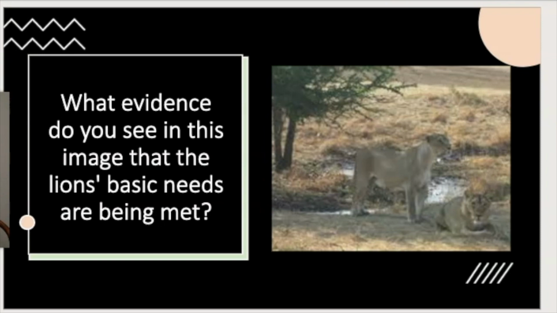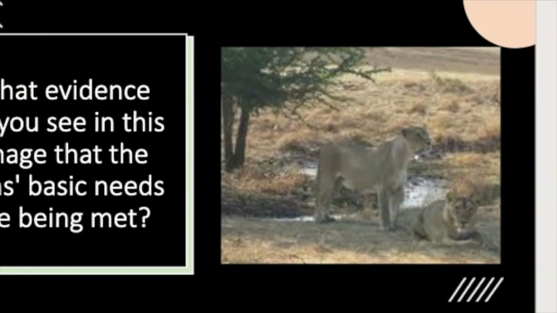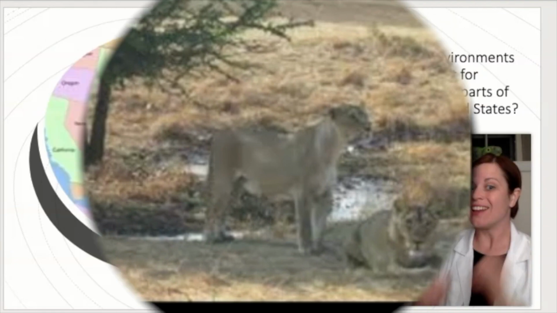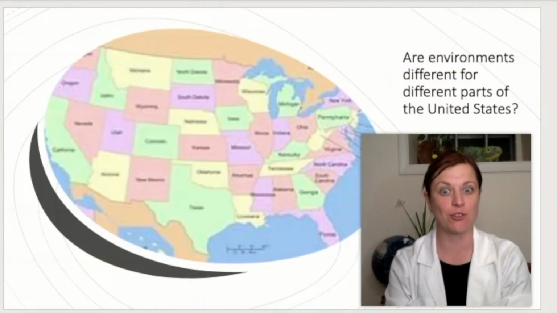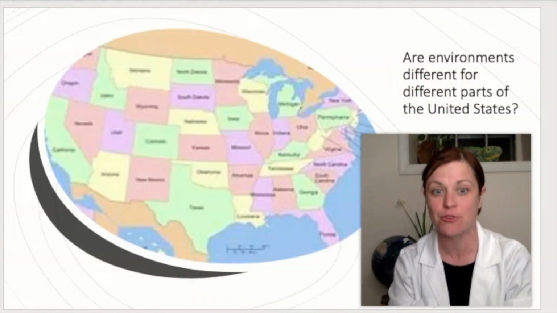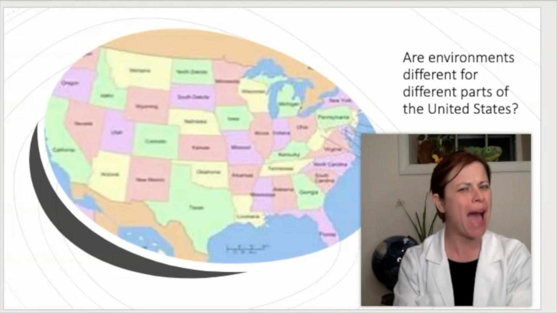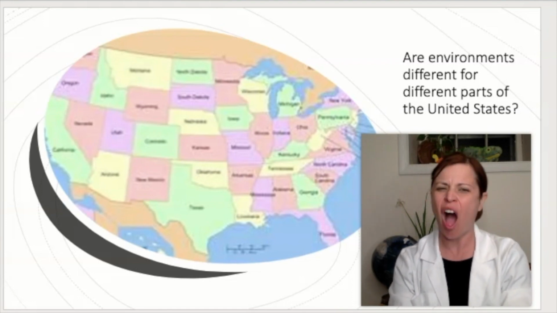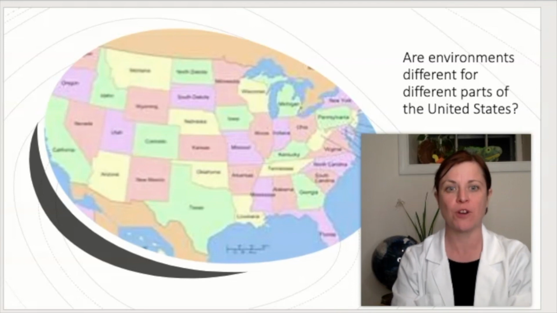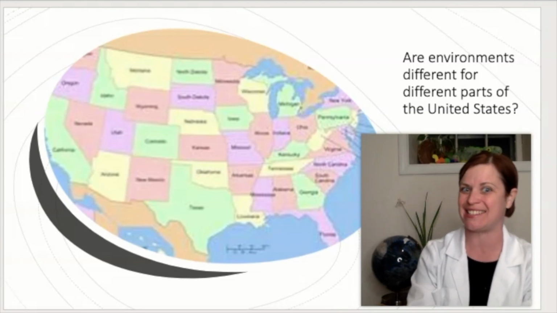You're right. Being near water is very important for living things. Did you say that the lions are staying cool by being in the shade? They are trying to stay cool on a hot, sunny day. Junior scientists, we have traveled to different habitats from around the world. My question for you is, are environments different for different parts of the United States?